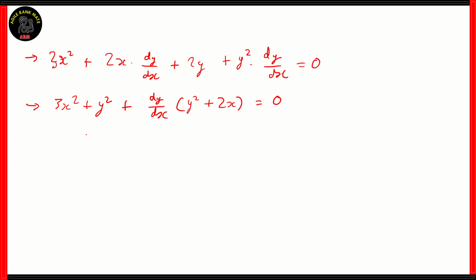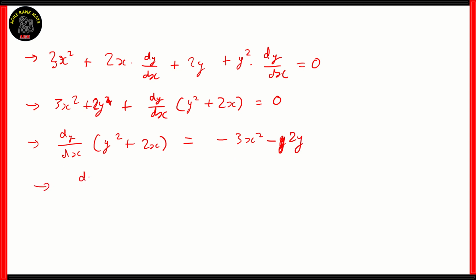Now we're going to take the two terms that did not have dy by dx to the right-hand side. So dy by dx multiplied by y squared plus 2x is on the left-hand side. The right-hand side would be minus 3x squared minus y squared. The second term that doesn't have dy by dx is 2y, so we would have to correct that. So minus 2y.